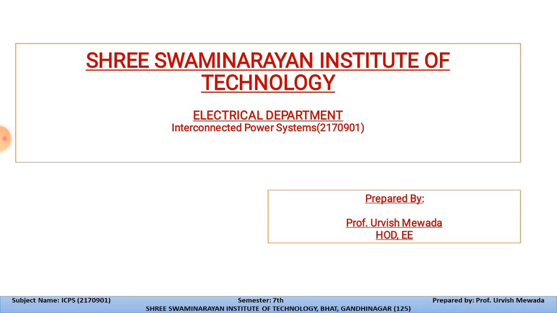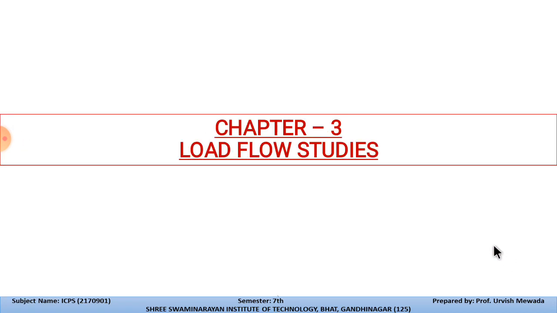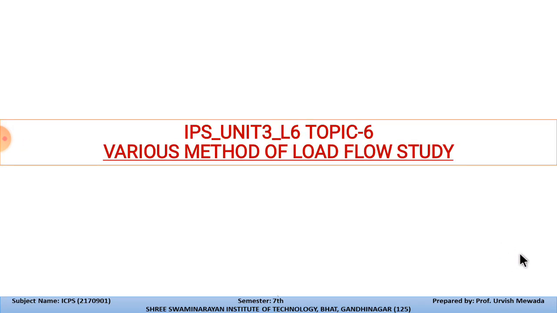I am the subject matter expert of the Interconnected Power System subject, which is in the 7th semester Electrical Engineering, GTU. The subject code of this subject is 2170901. Students, we are currently discussing chapter number 3, that is load flow studies, and today we are going to discuss topic number 6, and this is our lecture number 6, in which we are going to study the various methods of load flow studies.